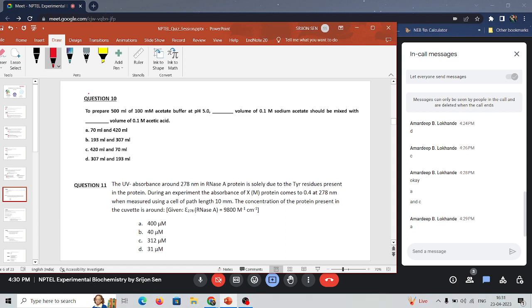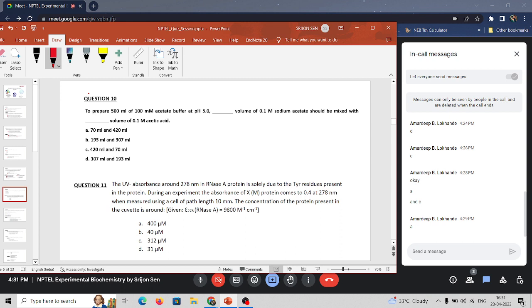And then the concentration of sodium acetate is given. So over here you actually have to consider that the volume has been given. The total volume is 500. So for sodium acetate, it is X volume you have to add. Then for acetic acid it is 500 minus X.